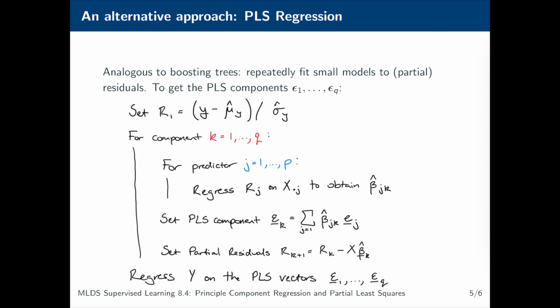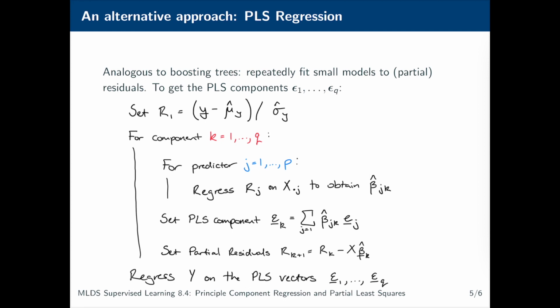So if principal component regression has these limitations, is there another approach we can take that might remedy some of these? In fact, there is, and it's called partial least squares regression. Partial least squares regression is kind of analogous to using boosting trees that we've seen before. The approach we take here is to repeatedly fit small models, take the residual of those models, and then fit further small models to those residuals, and to iterate this process, so that we're describing variability that we haven't described before at each stage.